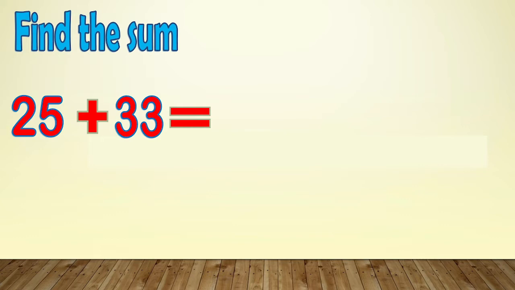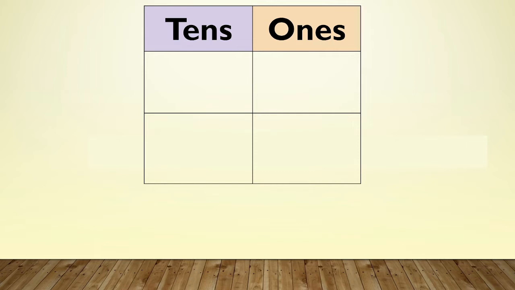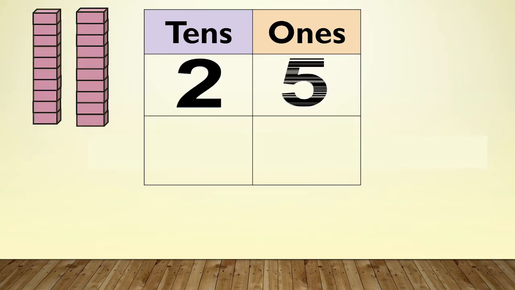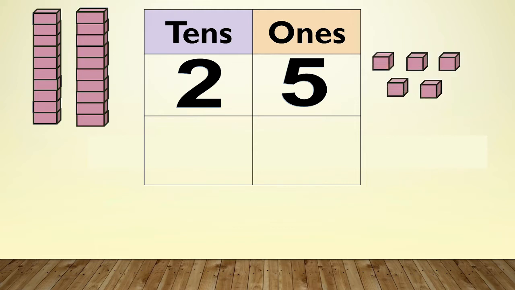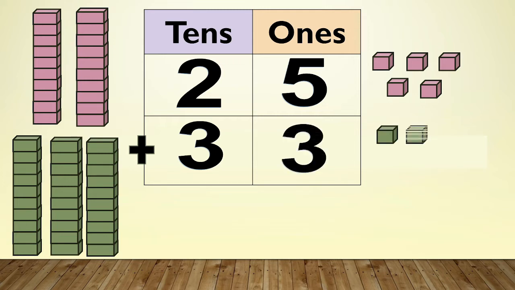Method when adding numbers like this. Place the digit of the number in a column based on their place value. 2 tenths and 5 ones, plus 3 tenths and 3 ones. We always start with the ones place when we add.